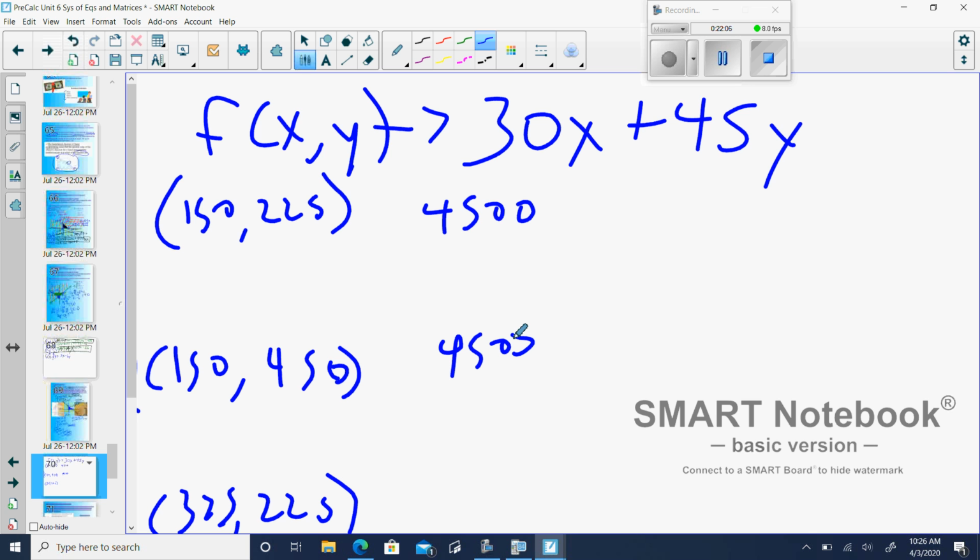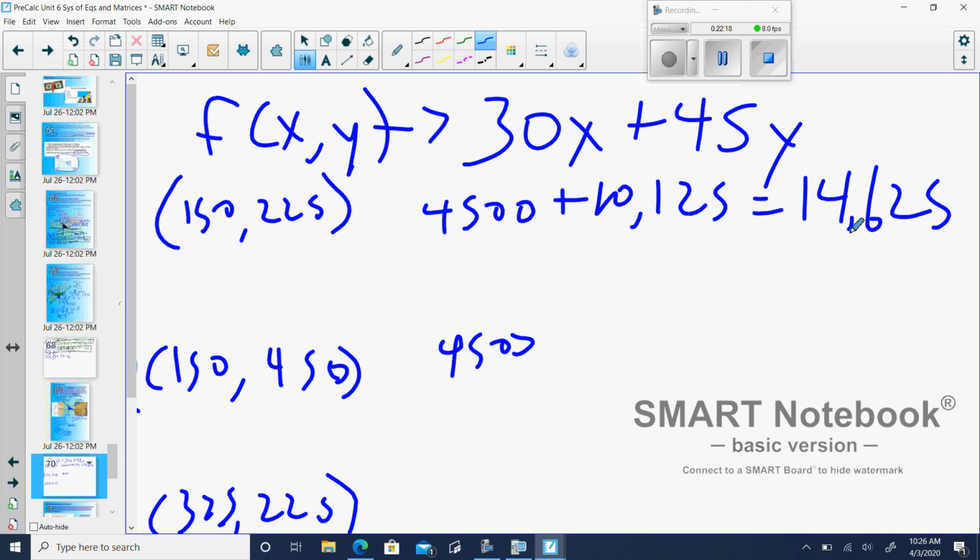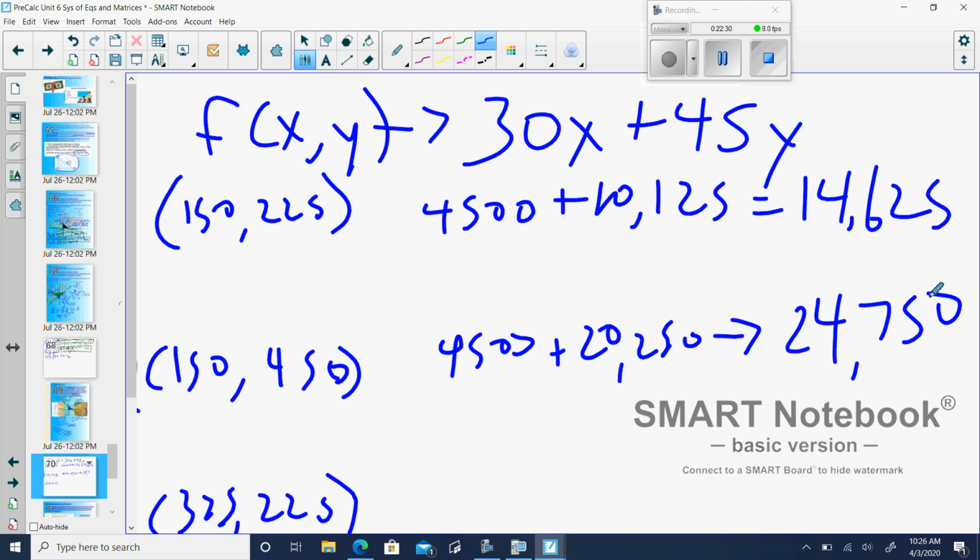plus, okay, so 45 times 225 plus 10,125, so 14,625. Then we have 45 times 450, so we have 20,250. So that is $24,750.